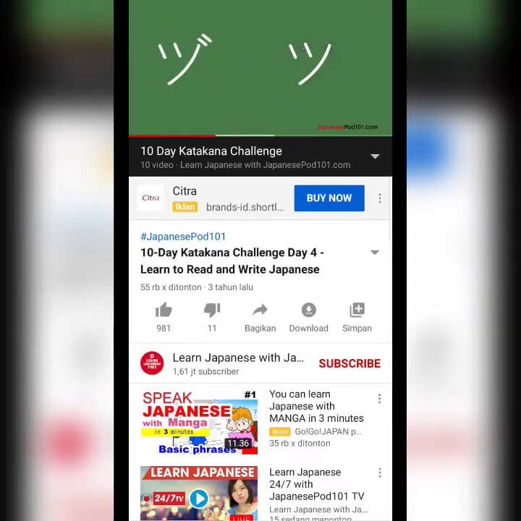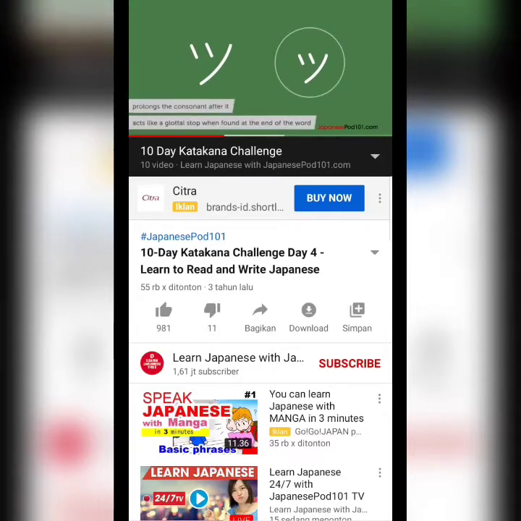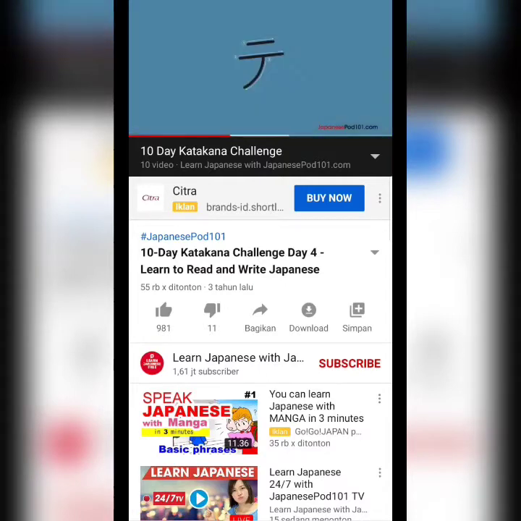Okay, let's add a dakuten to tsu as well. It's pronounced as zu. Listen carefully. Tsu, zu, tsu, zu. Chiisai tsu is also available for katakana as well. It serves the same function of lengthening the consonant after it. When found at the end of the word, the chiisai tsu acts like a glottal stop for words spelled using katakana.